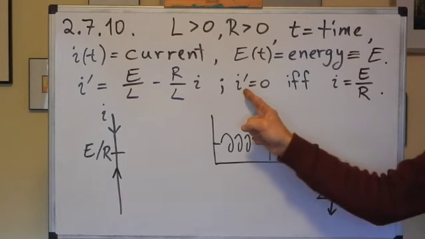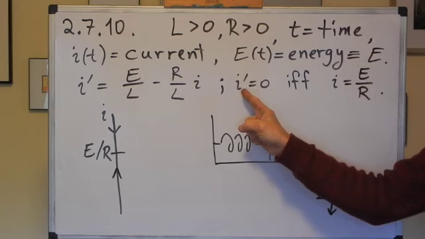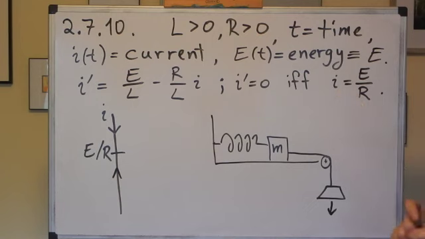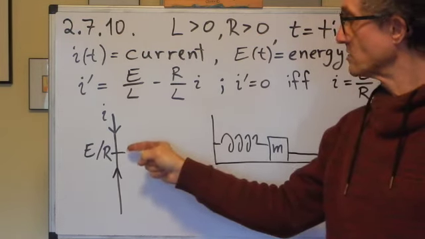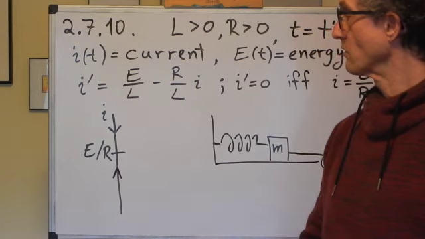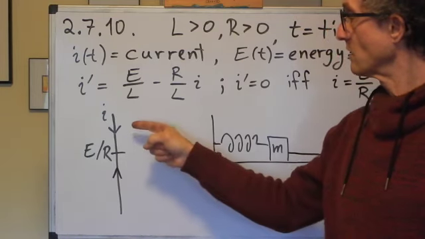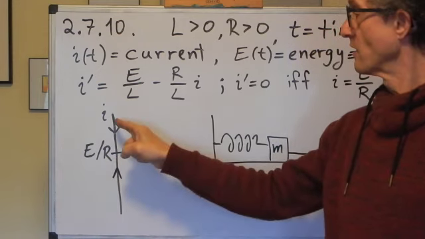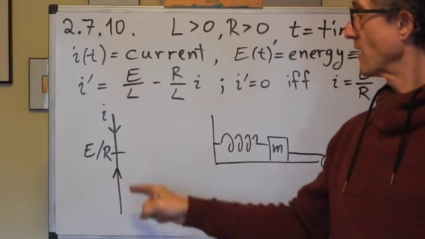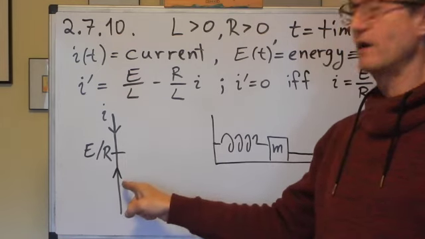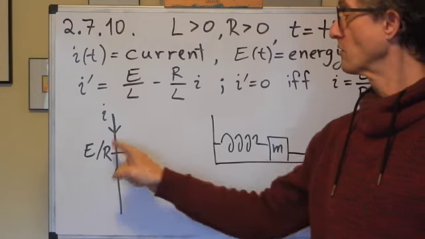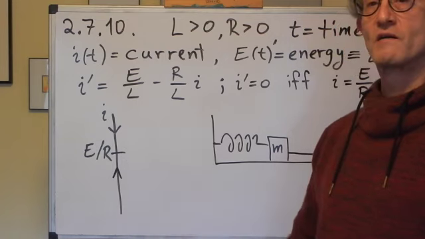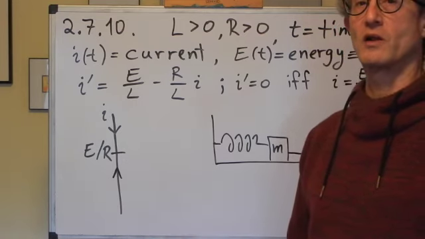It's fairly easy to check that the only equilibrium point is E over R for the current. And so here's the equilibrium point on the line for the current. And if the current is above this equilibrium point, regardless of whether E is positive or negative, I prime is negative. And if we're standing at a level of current below E over R, then I prime is positive. And so this is a sink, and that's where the system winds up qualitatively.